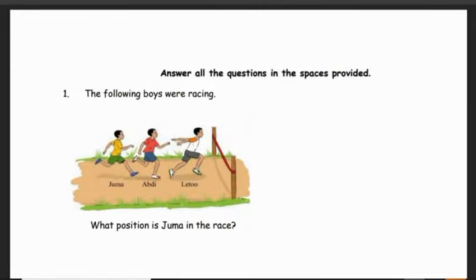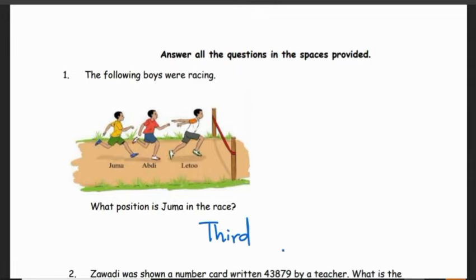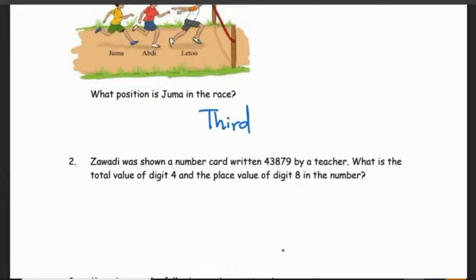In the first question, we are asked the following: boys were racing. What position is Juma in the race? The first thing we need to identify is where Juma is. So we have Leto. Leto is in the first place. Abdi is in the second. And where is Juma? Juma is in the third position. So we write our answer there, third. Now let's go to the next question.